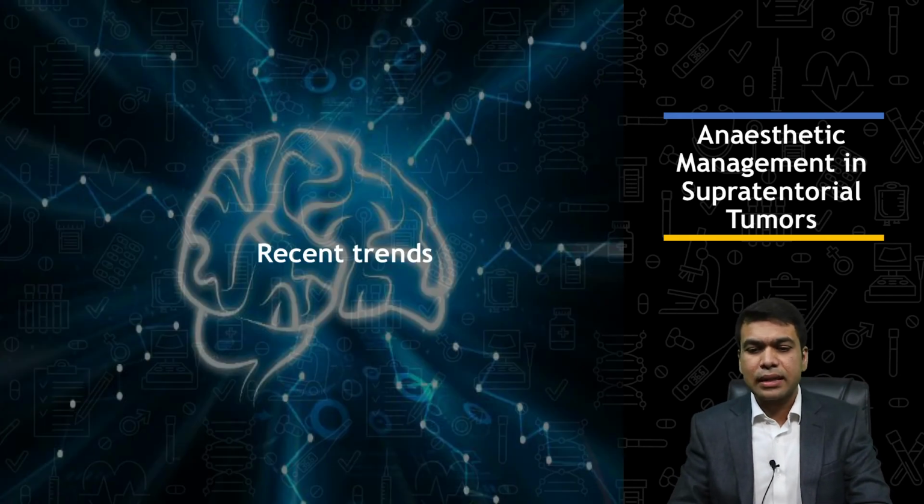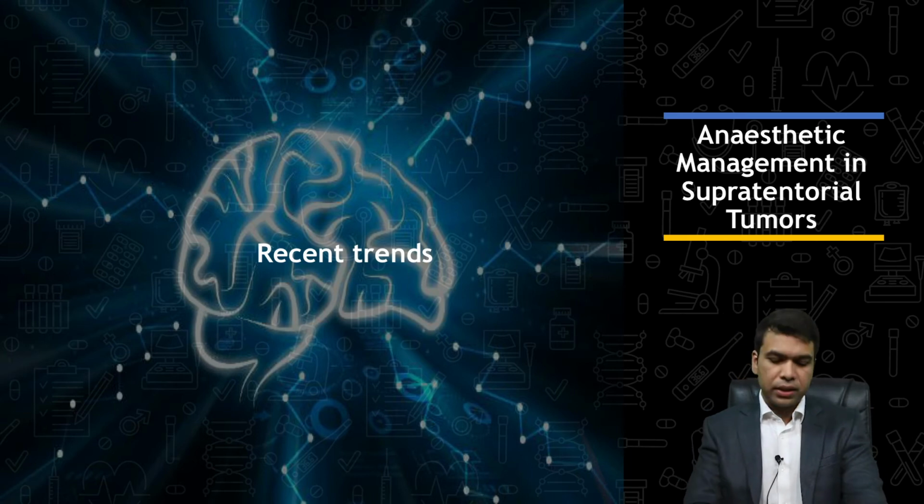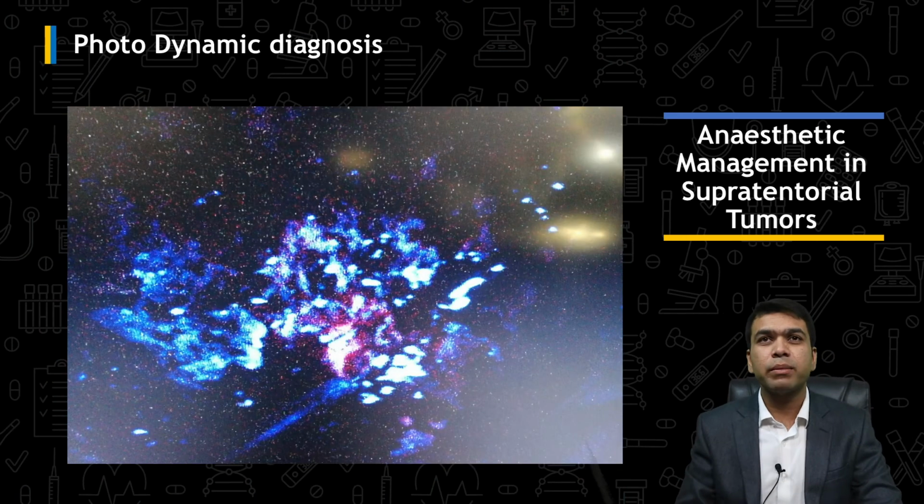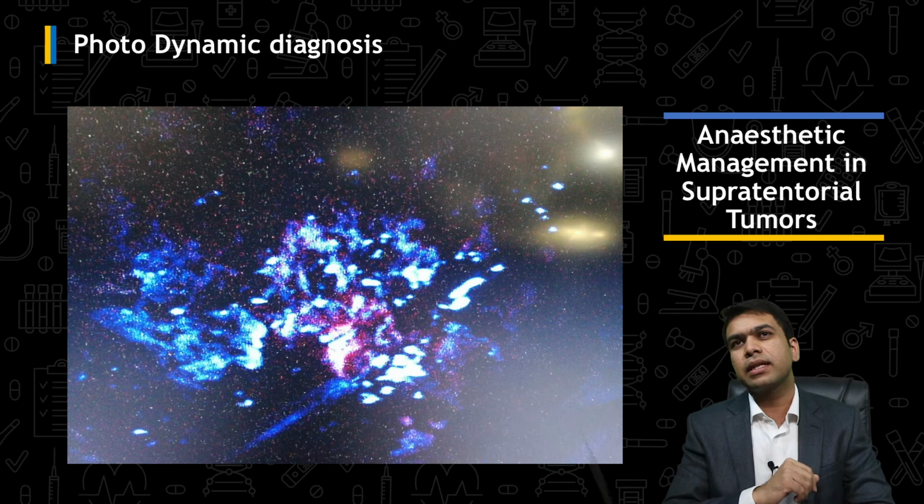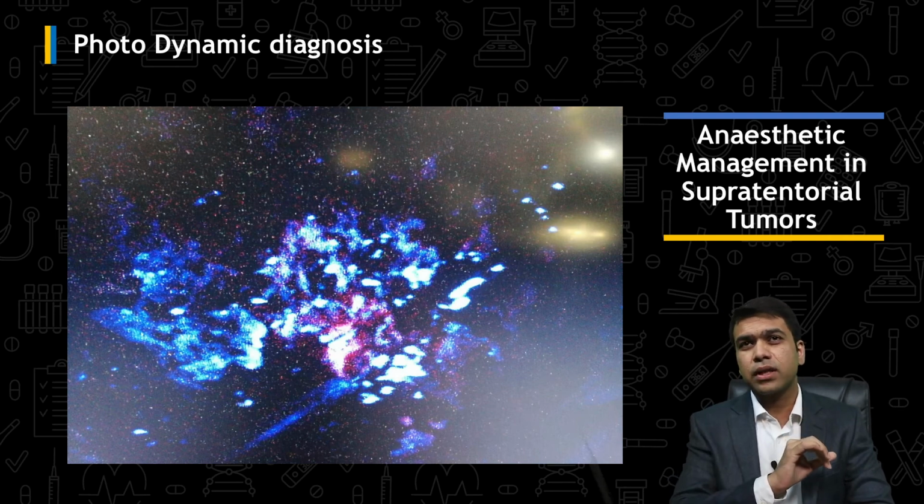So let us see what are the recent trends in the management of supratentorial tumors. This is called photodynamic diagnosis. In the image you are seeing a red color. The red color is the high-grade lesion. The surrounding is a normal brain structure.